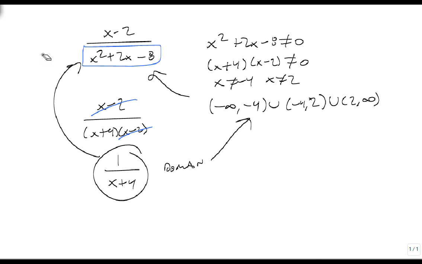But the idea is factor the denominator, set it not equal to 0, solve it like it was an equal sign, and that will give you the numbers that are not in your domain.